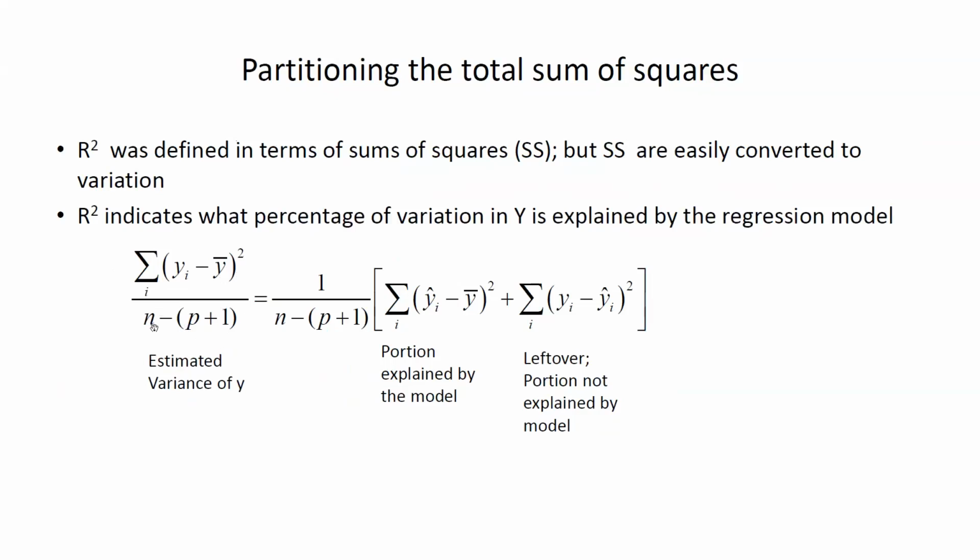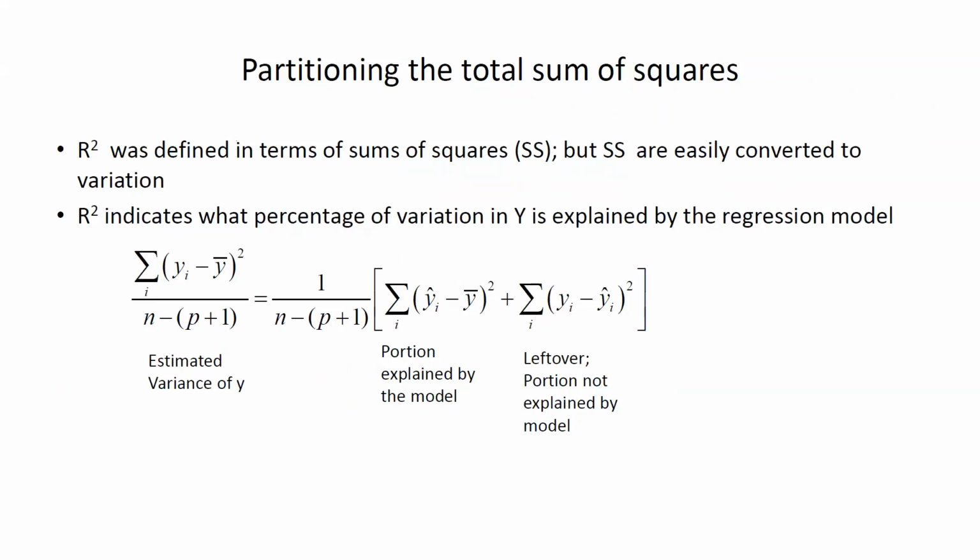And so if we divide it on the left-hand side, we have to divide it on the right-hand side. So here we have the portion of the variance explained by the model. It's just divided by a constant. And here the portion of the variation not explained by the model, the error.